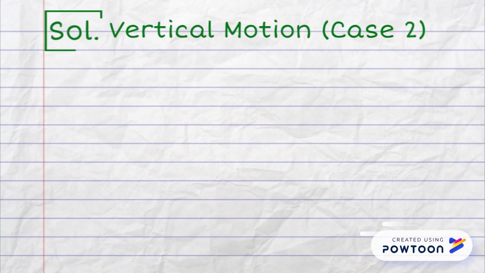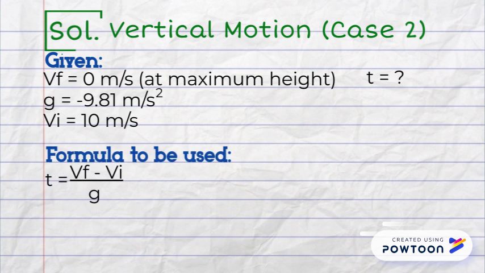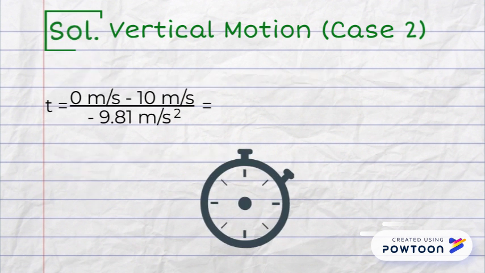For the solution, the given are Vf is equal to 0 meters per second at maximum height, G is equal to negative 9.81 meters per second squared, and Vi is equal to 10 meters per second. The formula to be used is T is equal to Vf minus Vi over G. For time, 0 minus 10 is equal to negative 10, divided by negative 9.81 is equal to 1.02 seconds.